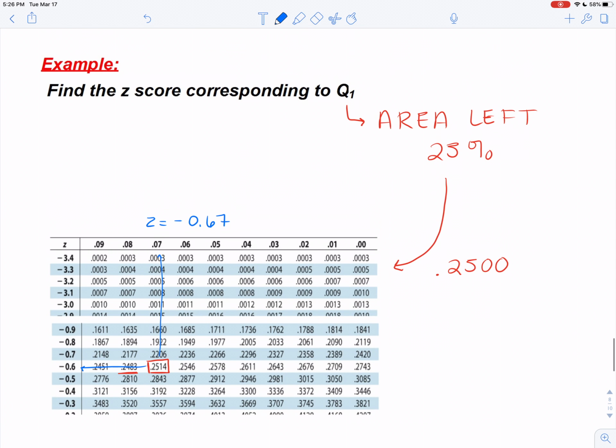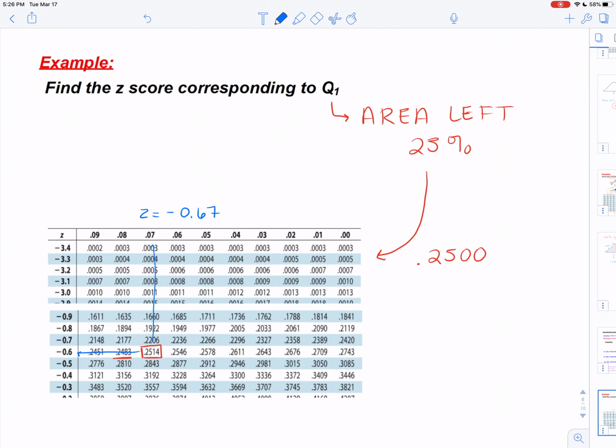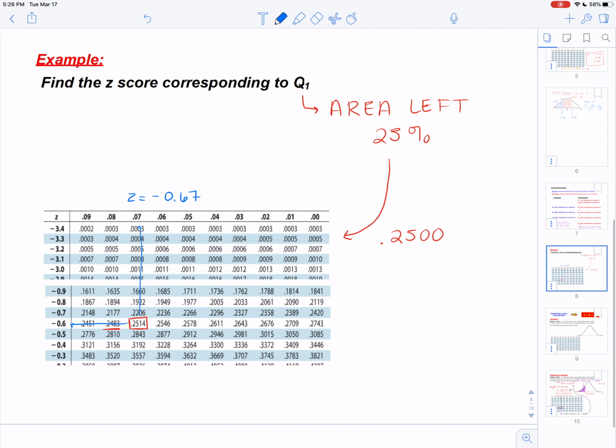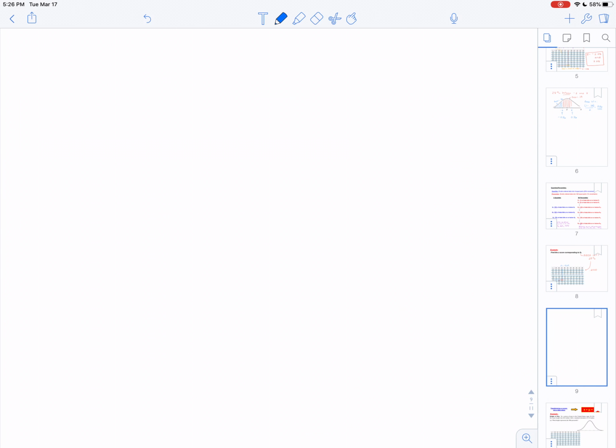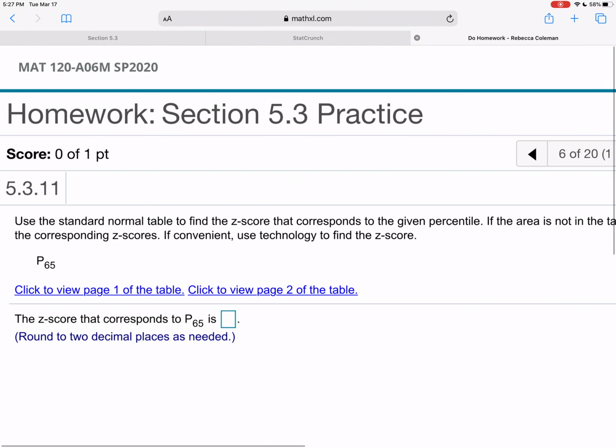So it's the same process that you've been using. You just have to remember the definition of quartiles in terms of how they give you an area to the left. All right, now with percentiles, let's look at an example from our practice problems. Because like I said, they work similarly, but they go in 1% increments.